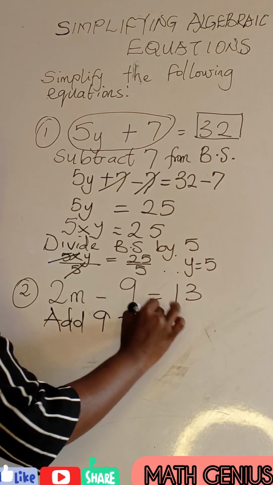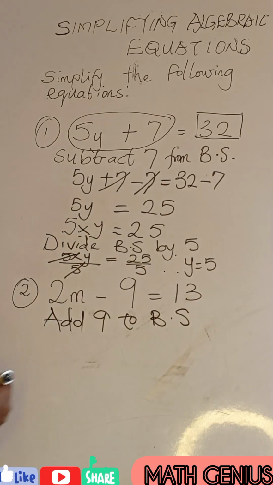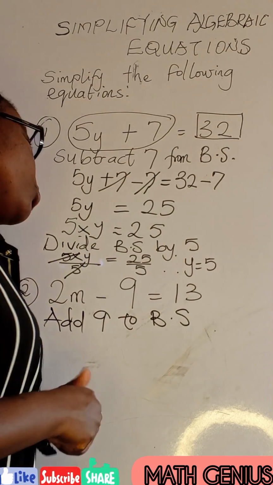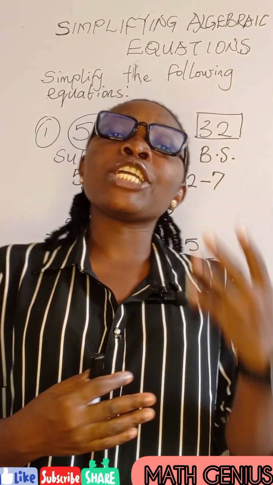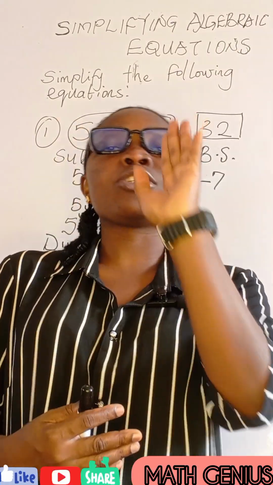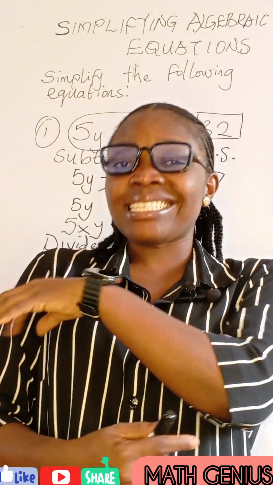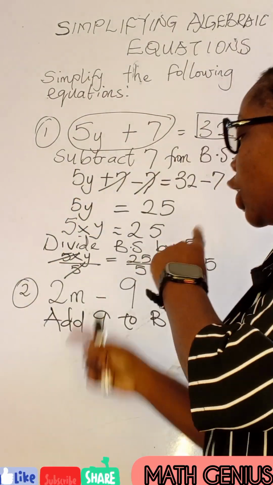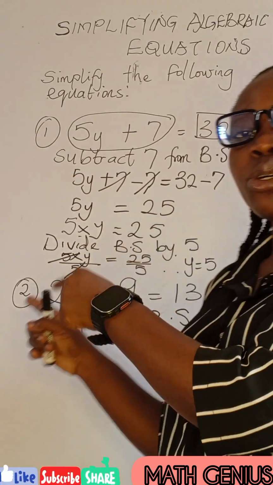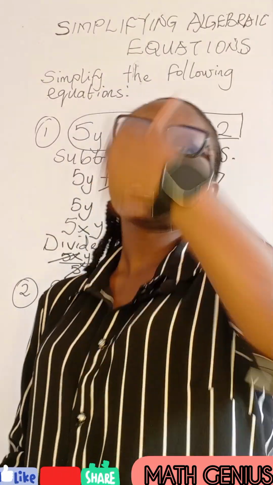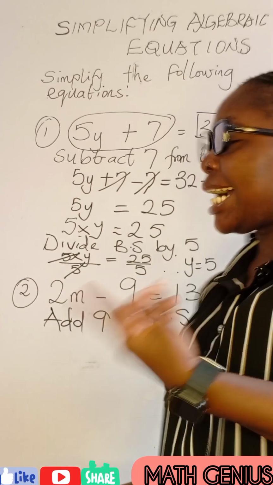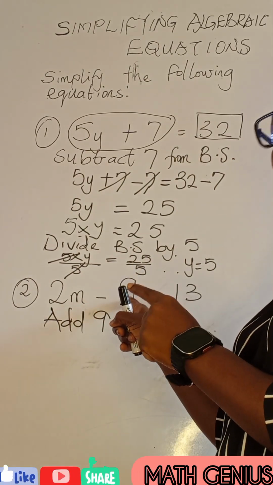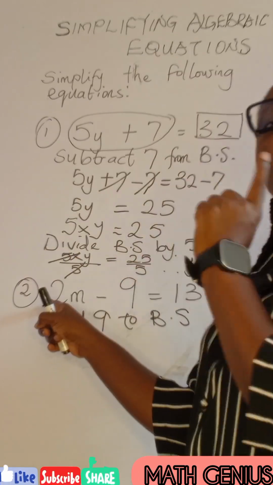9 to both sides. If you are still confused, you shouldn't be. We are going to eliminate by doing the opposite of the operation that exists in that place. The operation that exists here is subtraction, and the opposite of subtraction is addition. Why are we adding 9? 9 is the closest number to the algebraic term.